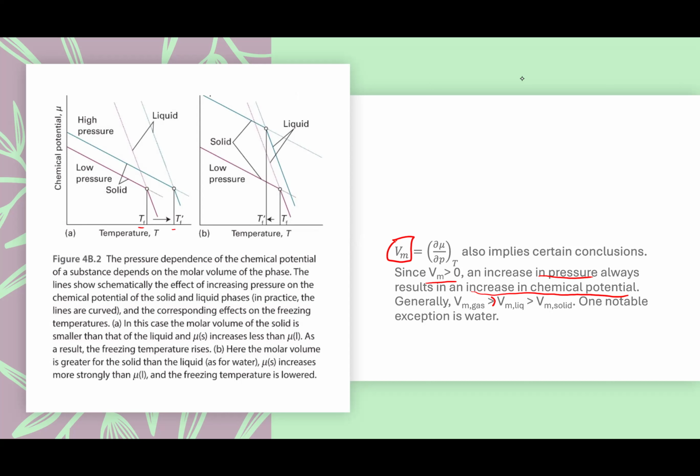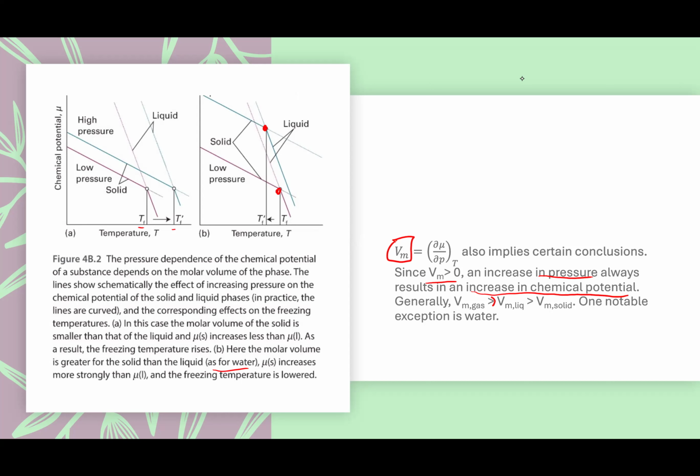This on the right-hand side is for water. We see things that are a little bit crazy. If we look at low pressure, we have a certain freezing point. And then for high pressure, the blue solid line goes below the liquid line, which is kind of weird. But the freezing point actually decreases in this example for water.